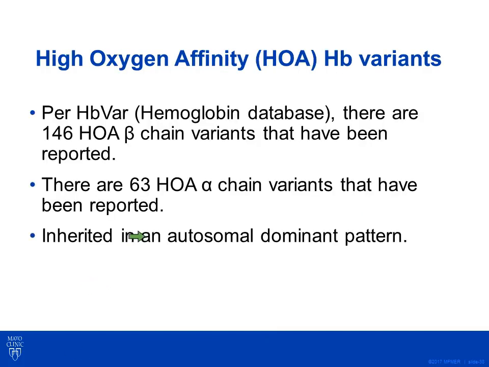When I made this slide looking at the hemoglobin database, what's called HbVar, there are 146 high oxygen affinity beta chain variants that have been described and 63 alpha chain variants. The reason probably that there are fewer alpha chains is they don't cause quite the symptomatology of erythrocytosis as the betas, and so may not come to clinical attention. And these are inherited in an autosomal dominant fashion, meaning we only need to have one hit to produce symptoms.